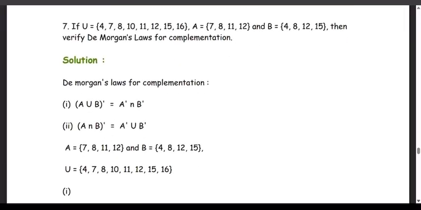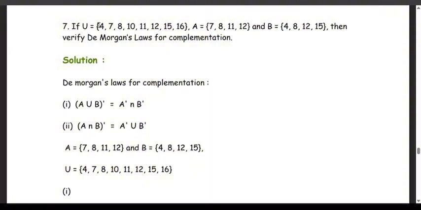Now you remember in class, on Friday, I talked about De Morgan's law for complementation. Okay, there are two De Morgan's laws. The first De Morgan's law is the complement of the union of A and B equal to the intersection of the complements of A and B. And of course, the second De Morgan's law is the complement of A intersection B equal to the union of the respective complements.